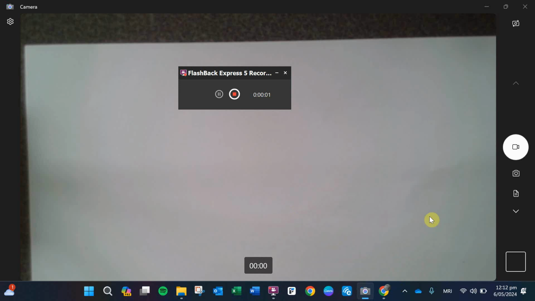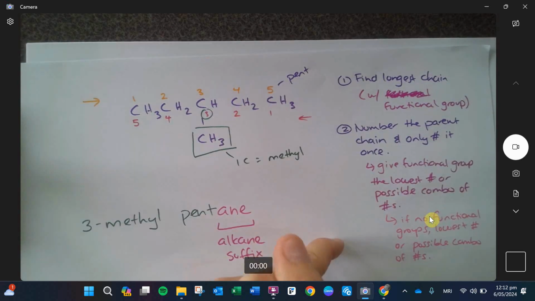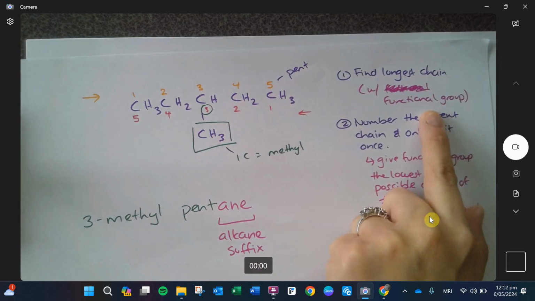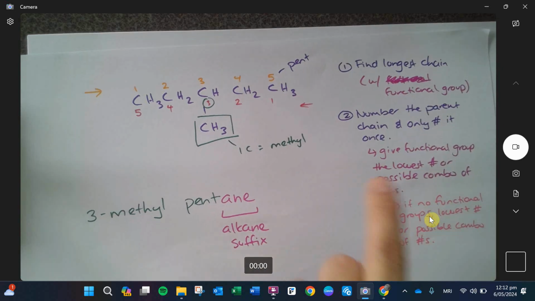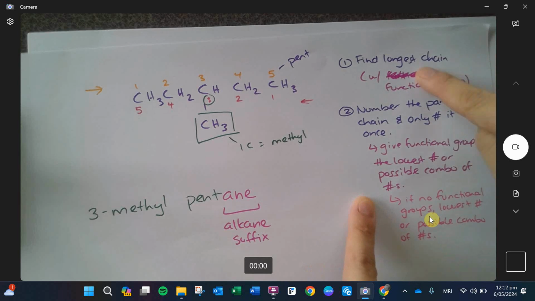Okie dokie. Let's now move on to the second part of naming, which is with the functional group. If you remember, I said there were all these little steps that we have to do. So find the longest chain with the functional group, if the functional group is present. Same thing with the numbering: if functional groups are present, give it the lowest number possible. So now that we're talking functional groups, these two rules are coming into play.